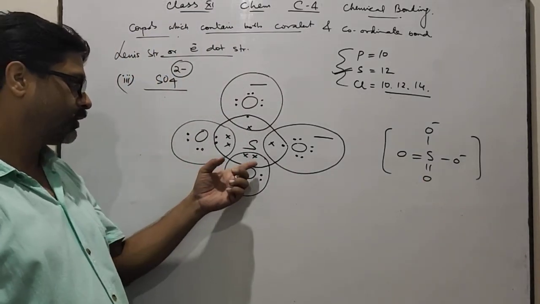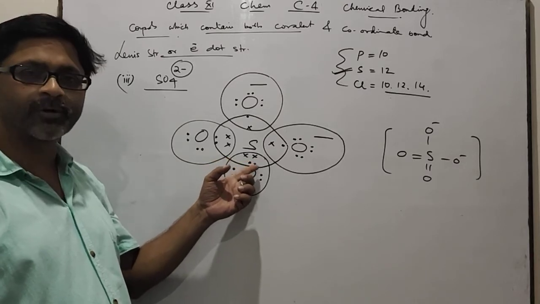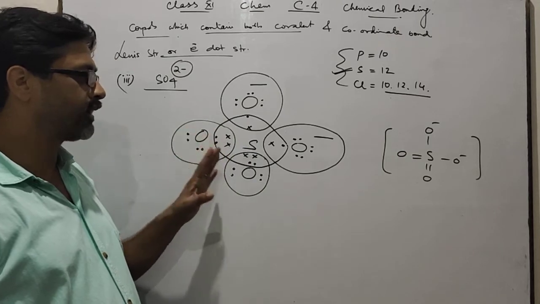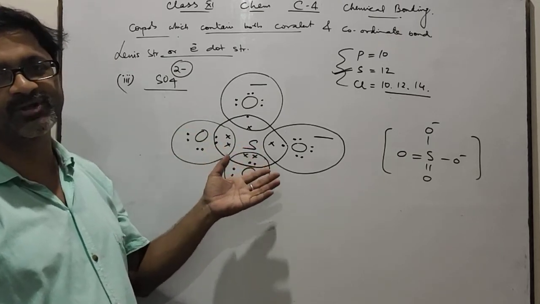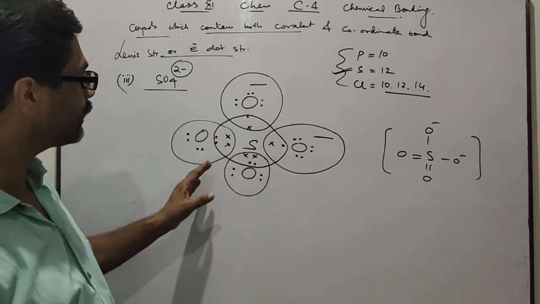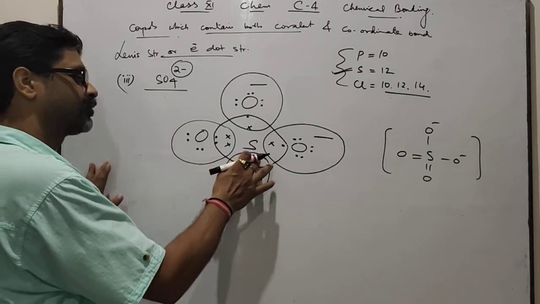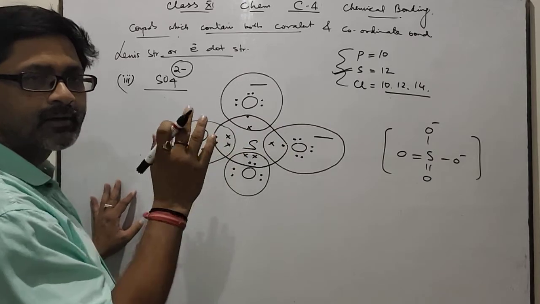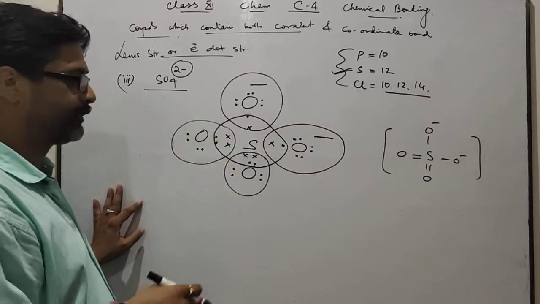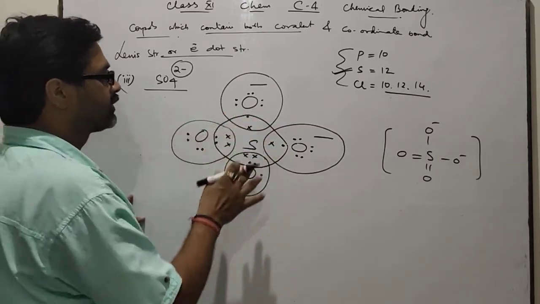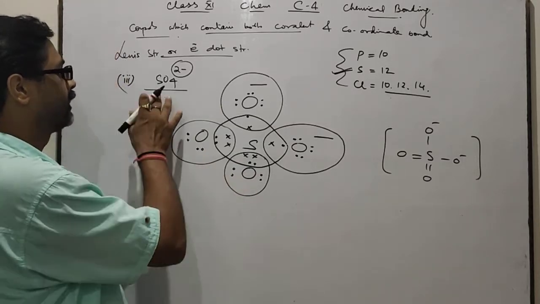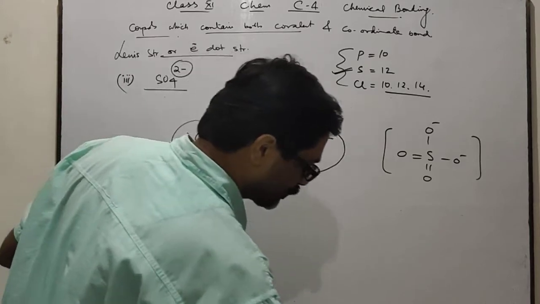You can share by forming only coordinate bonds, or you can draw double bonds by sharing 2 covalent bonds. Both are correct. Here you can show the octet by sharing and forming a coordinate bond. Okay, both structures are correct. SO4, in this way you can draw.